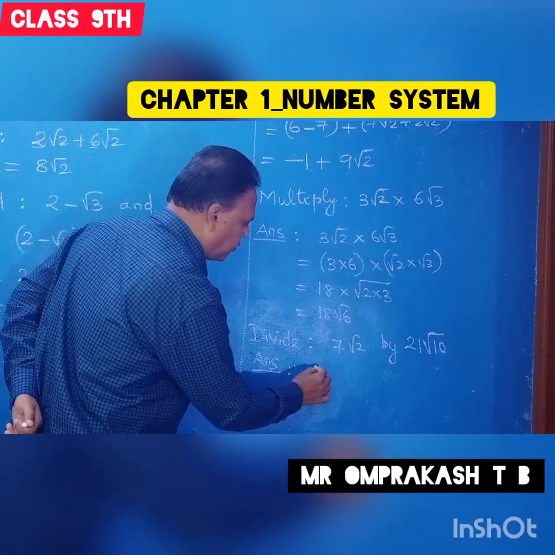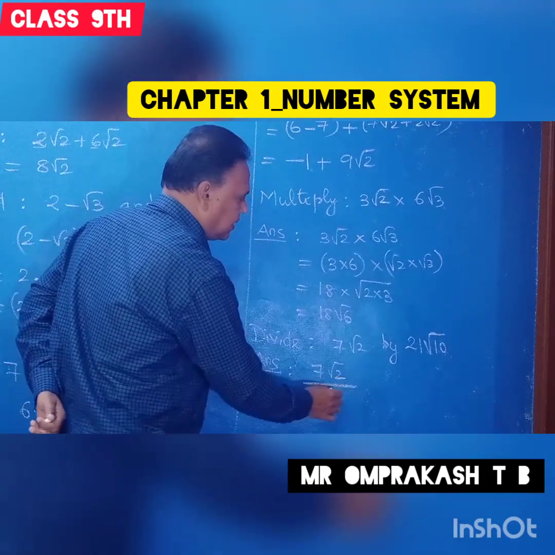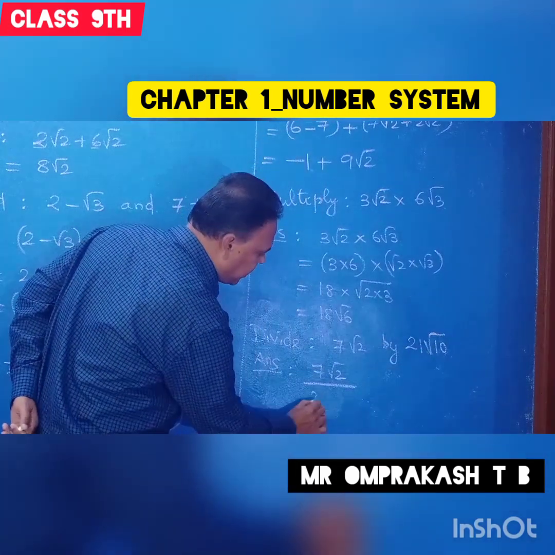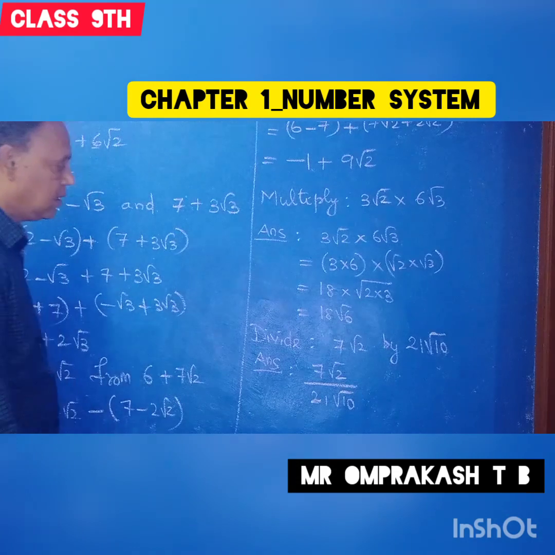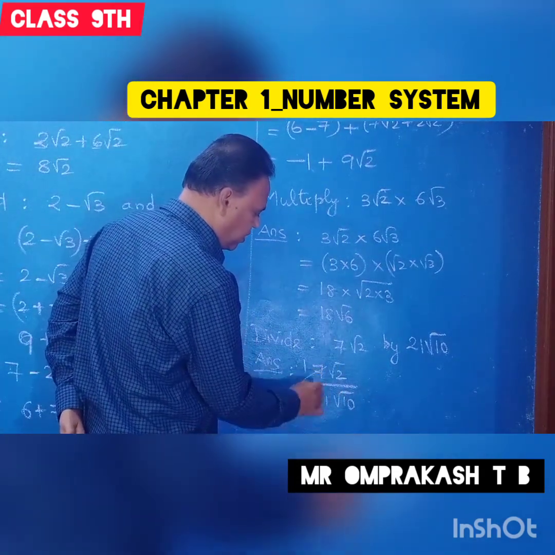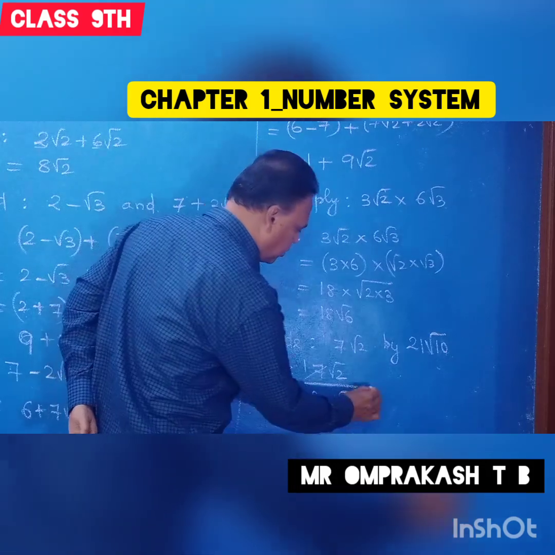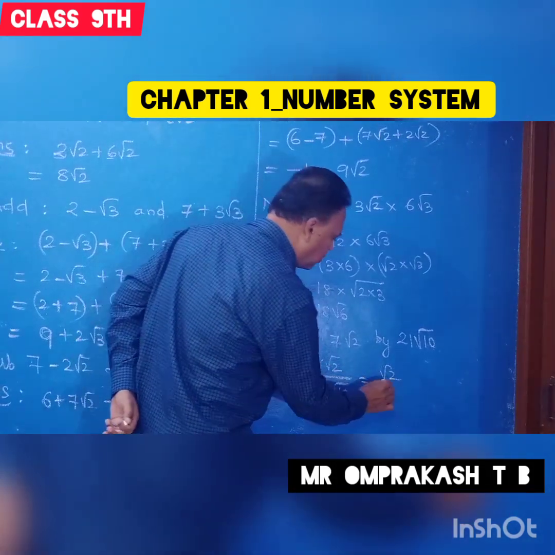So how will you divide this? 7 root 2 right in the numerator. Clear? Then 21 root 10 right in the denominator. Now these two numbers you can easily cancel. 1 time will go, this is 3 times will go. So this can be written as the numerator 1 into root 2.